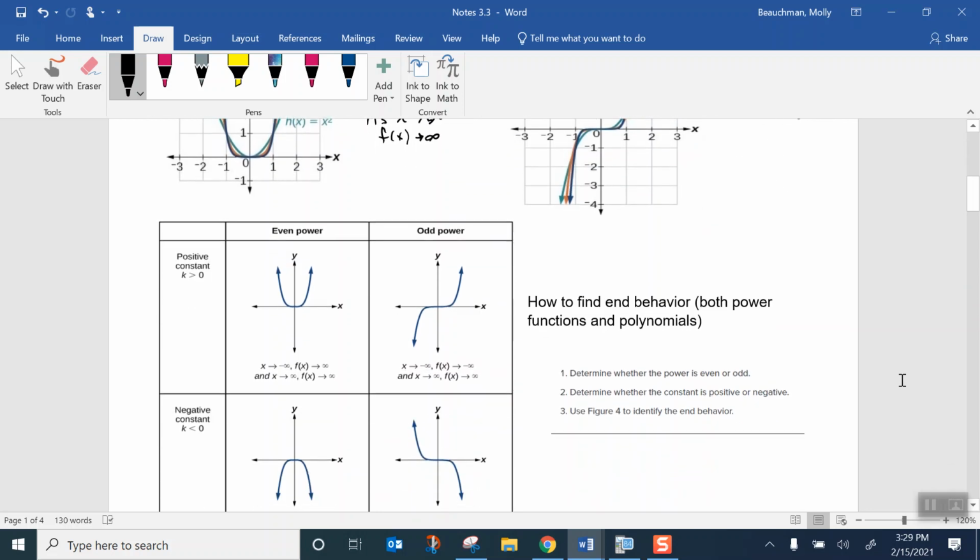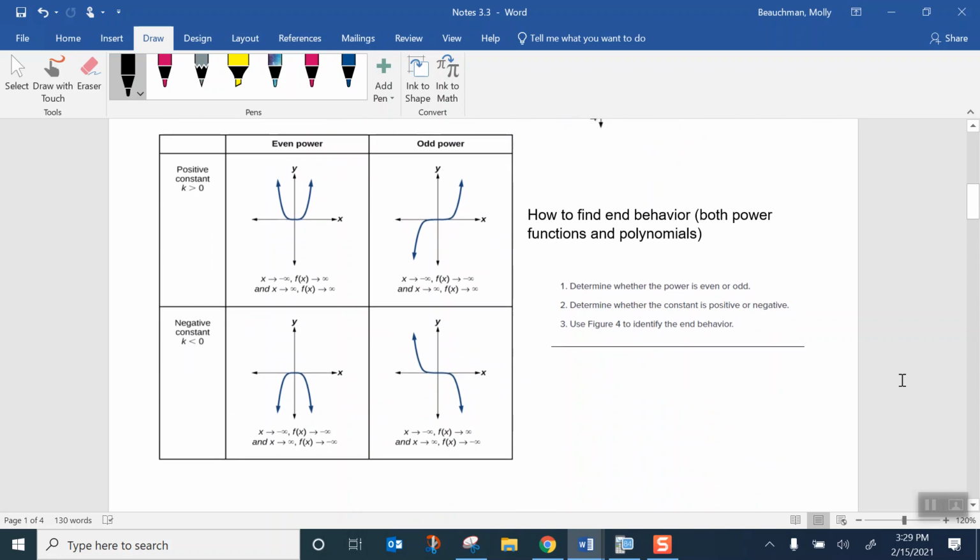So to sum up end behavior, if you have an even power function and a positive constant k, then your graph is going to be this U shape. As x approaches positive or negative infinity, y approaches infinity. If you have a negative constant, like negative x squared, negative x to the 4th, then your graph is going to open down. It's a reflection over the x-axis. And as x approaches positive or negative infinity, your function is going to approach negative infinity.